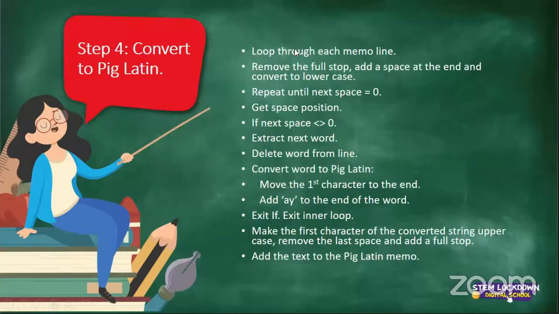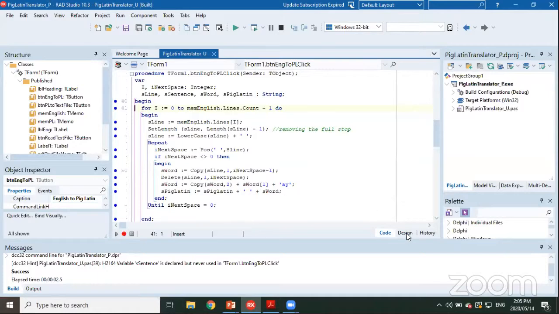So we've looped through each memo line. We've done that already. We've removed the full stop because yesterday, as I explained, the last word will have a full stop. So if I take the first letter of that last word and put it at the end, you will have a full stop somewhere in the middle, towards the end of that. So I just wanted to remove the full stop, and I think we used the set length method on S-line, and we simply said, okay, it's now not going to be the whole line, it's now going to be one shorter, thereby cutting off that full stop. So let's go to that code.